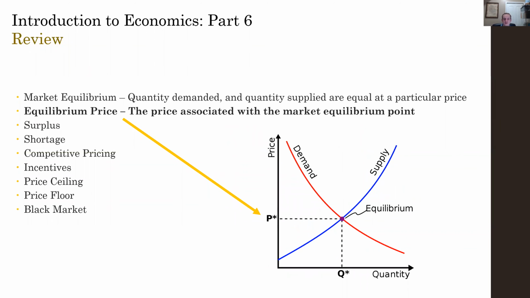Equilibrium price, well, this is easy enough to understand, especially because we still have that supply and demand model up on our screen. Equilibrium price is just going to be the price point associated with where quantity demanded and quantity supplied are equal with each other. So in this case, we're able to look at the supply and demand model and identify which price corresponds with where both the supply and demand curves cross each other.